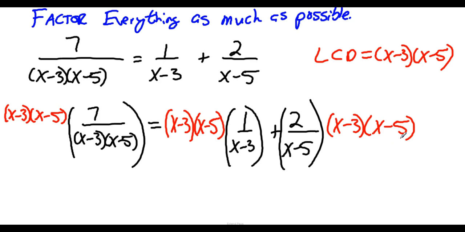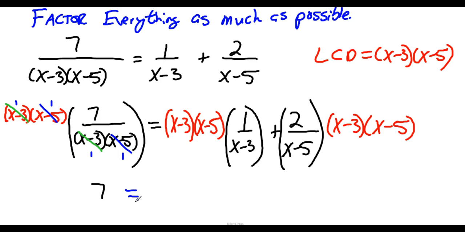Okay, so taking the original equation, multiplying everything by the least common denominator, and again, everything should cancel out fraction-wise and leave you with just whole numbers, because that x minus 3 cancels that x minus 3, and that x minus 5 will cancel that x minus 5. On the left-hand side, that leaves you with just a 7 all by itself, because technically, when you cancel these out, you get 1s. So you've got 1 times 7 for 7.